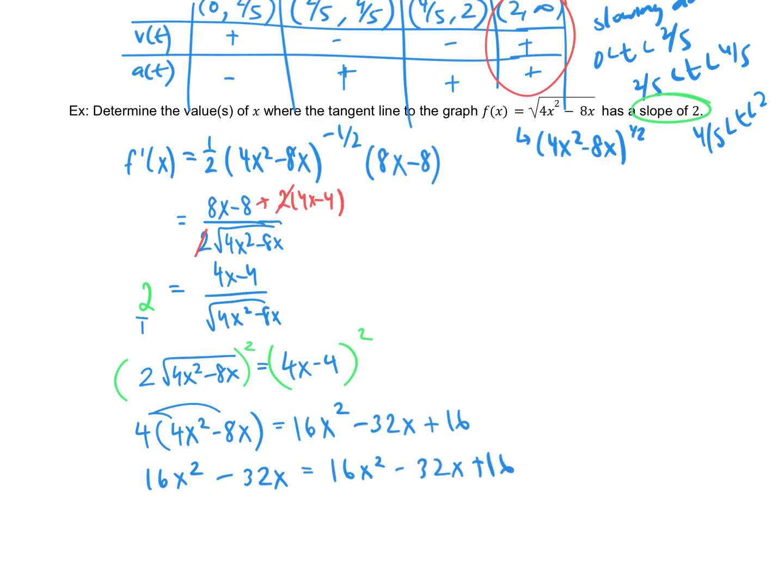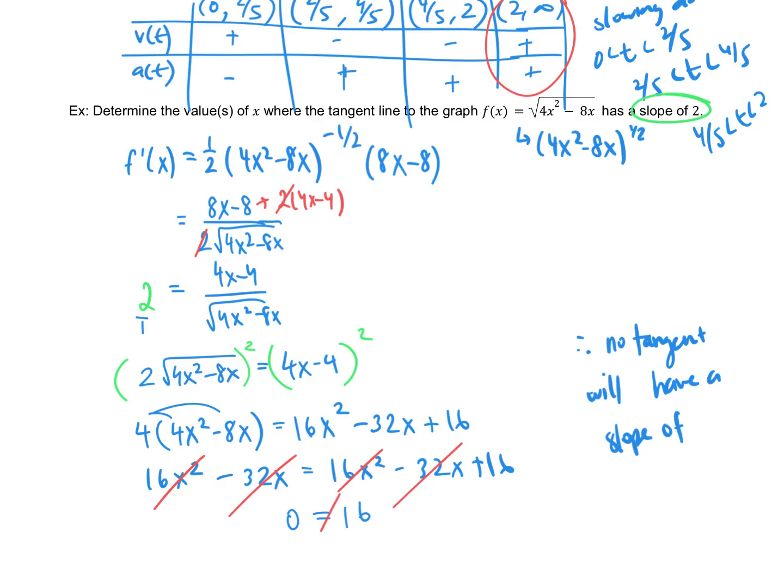And look at what happens here. The 16x's, if I brought them over, would cancel out. So would the negative 32x's. And then I'm left with 0 equals 16, which no, it does not. And this just means that there is no tangent line that will have a slope of 0. So therefore, no tangent line will have a slope of 2. And there we are. So questions that we've done in the past, but now the functions can be more interesting because we've expanded on our derivative rules.